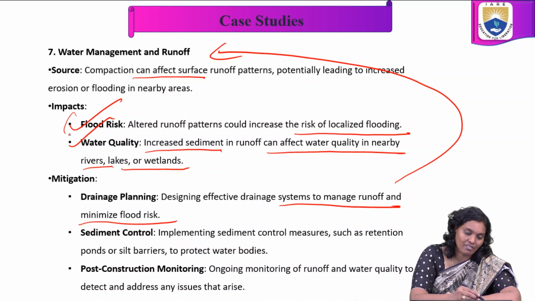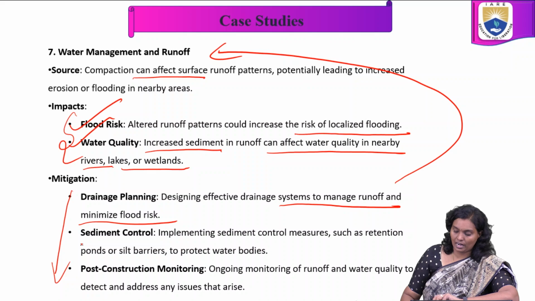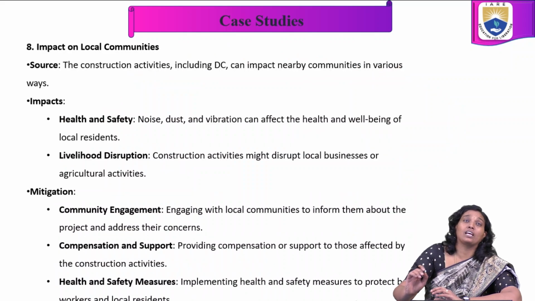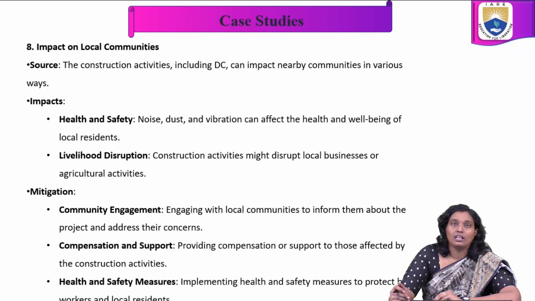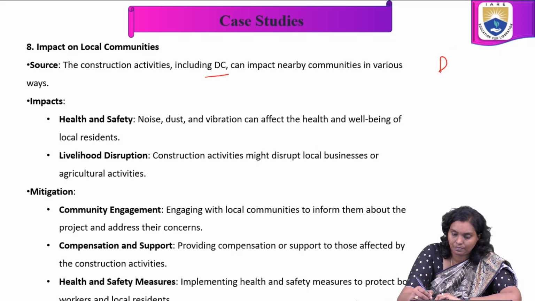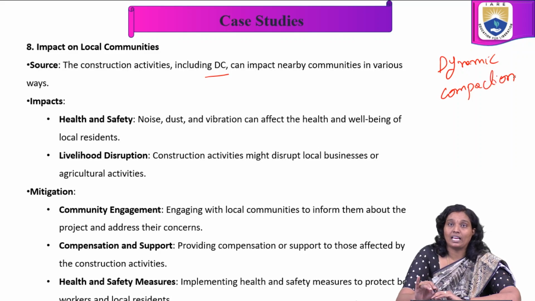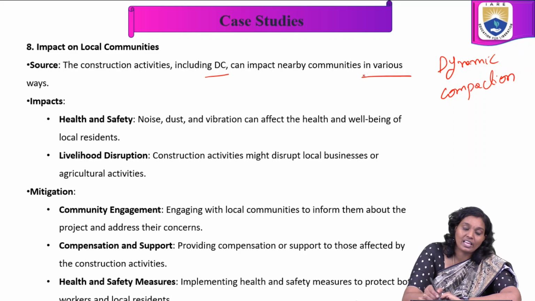These are the effects we will get, and we may reduce them using these risk measurements and reducing measurements. Next, impact on local communities. The construction activities, including the dynamic compaction technique we choose for construction work, impact the local communities. How do they impact? It can impact nearby communities in various ways.